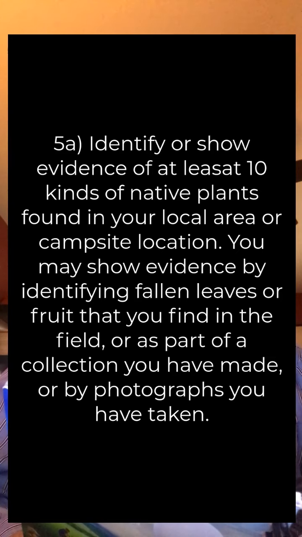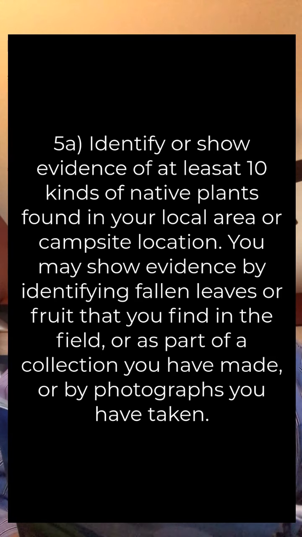And here's the requirement. Identify or show evidence of at least 10 kinds of native plants found in your local area or campsite location. You may show evidence by identifying fallen leaves or fallen fruit that you find in the field, or as part of a collection you have made, or by photographs you have. Okay, here we go. I'm outside and I'm going to give you a virtual tour of my neighborhood to show you some of the plants that live here.